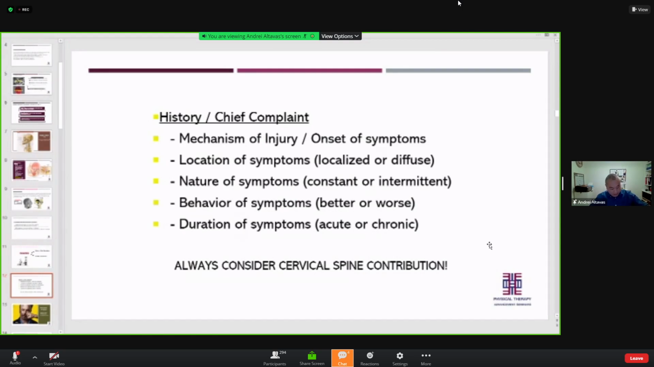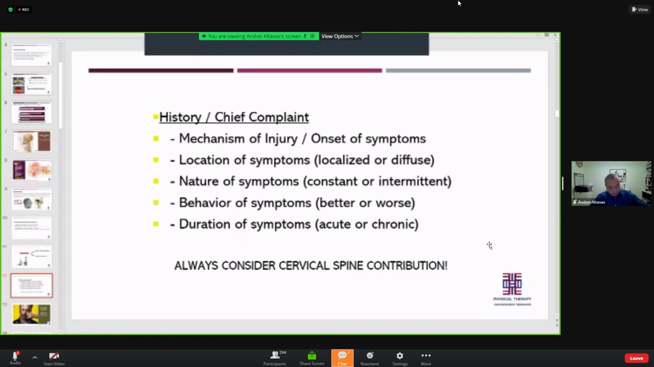A lot of times there will be instances where you need to screen for psychosocial issues when that happens, especially when patients have been taking pain medications. So those are just things. So always consider cervical spine contribution in our assessment.